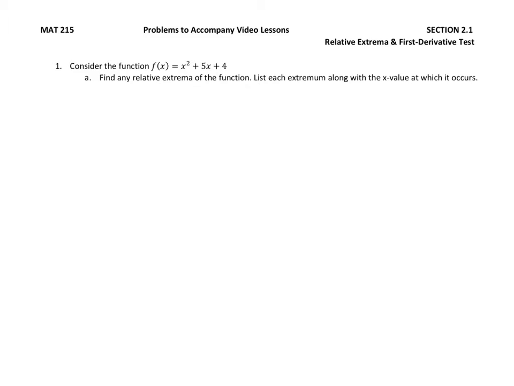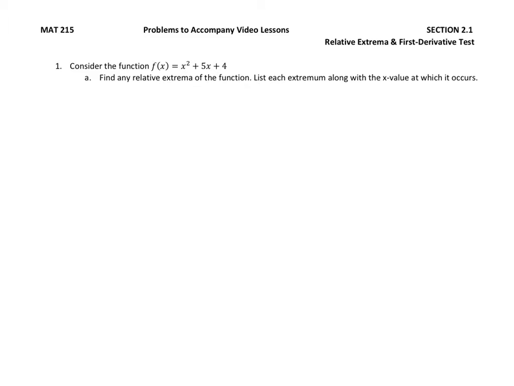Let's consider the function f of x equal to x squared plus 5x plus 4, and we want to find any relative extrema of the function. Finding relative extrema means that we're finding relative maximums or relative minimums that the function has. From our previous videos and notes, we know to find relative extrema by first determining critical values.